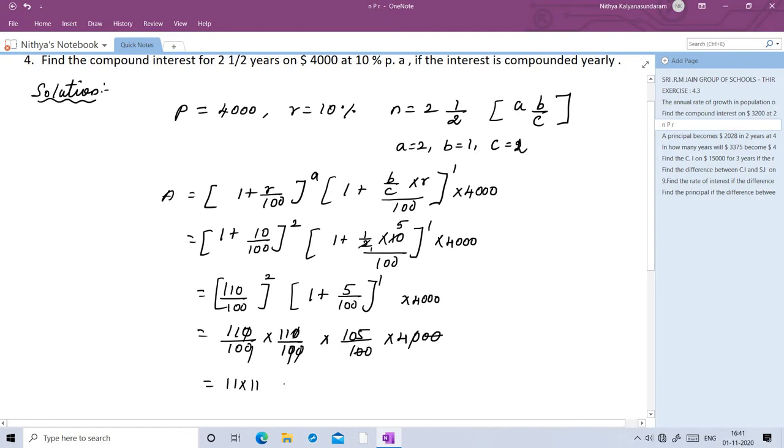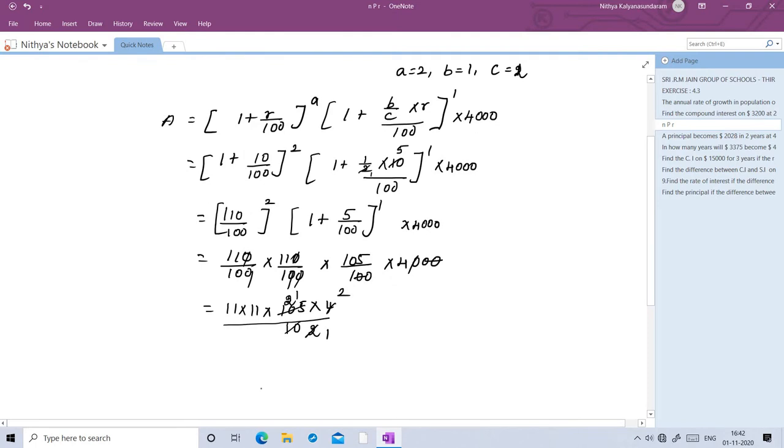So 11 into 105 into 4 divided by 10. So we can cancel in 5 table: 2 5s are 10, 5 1s are 5. Again cancel in 2 table: 1s are 2, 2 2s are 4. So 11 into 11 into 21 into 2. So multiply, once you are multiplying, you will get 5,082. So this is your amount.